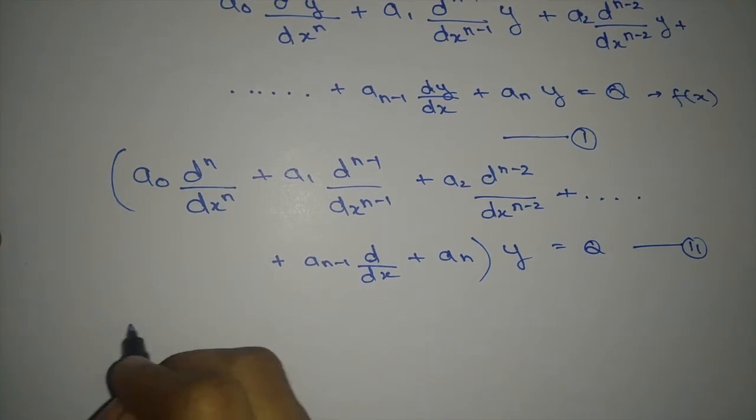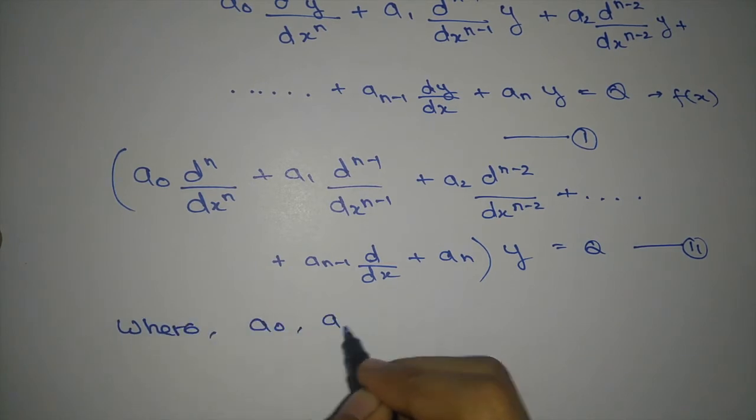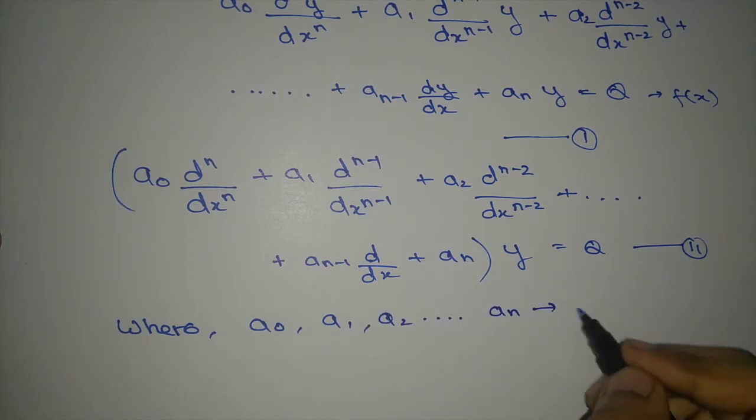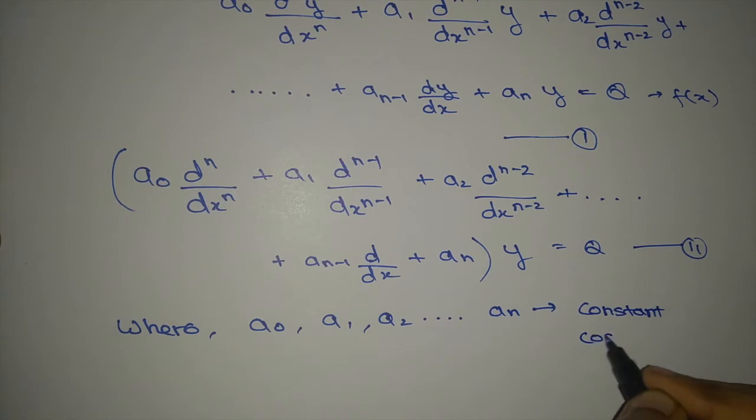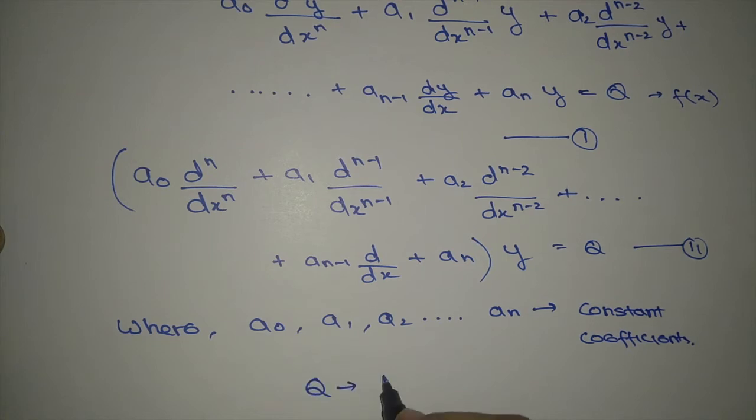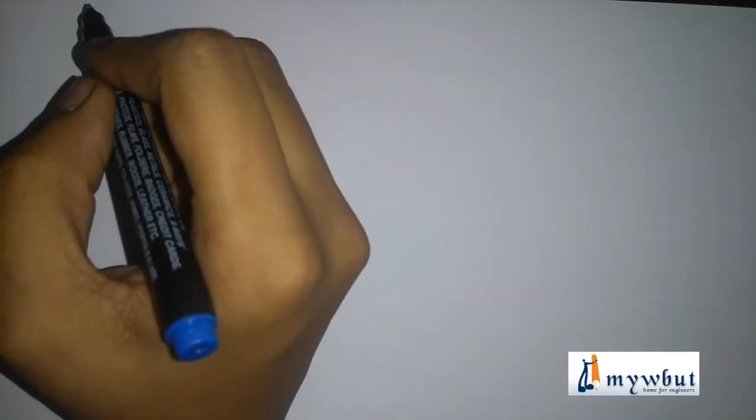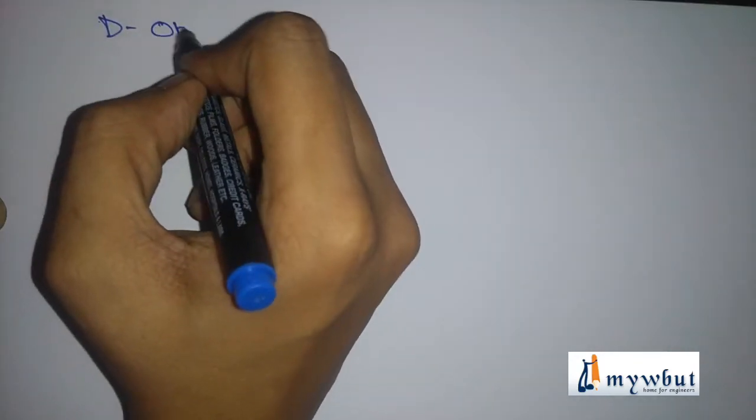Where a naught, a1, a2, similarly an are constants, constant coefficients, and q, as we know, is a function of x. We need not write the whole thing again and again. We can use a shortcut method to represent it. So for that, we would be knowing the concept of D operator.